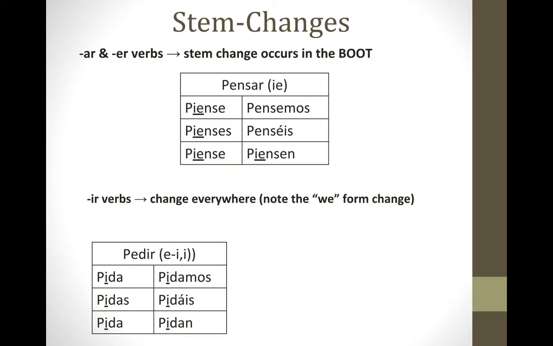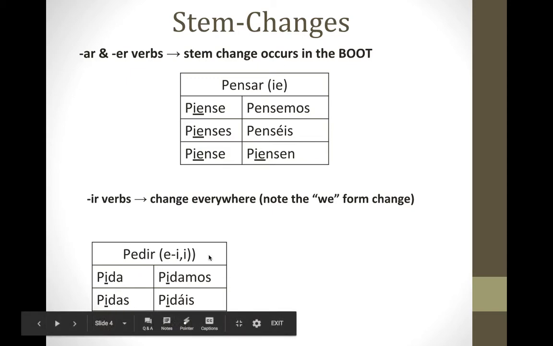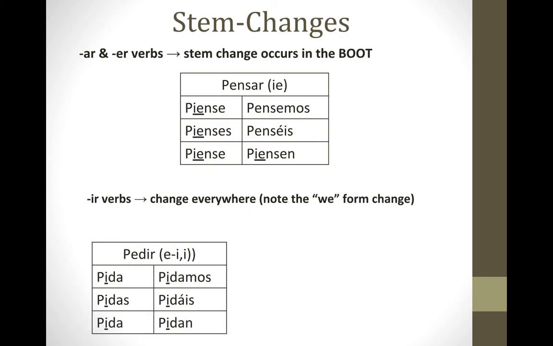Let's look at pedir. Pedir's stem change is E to I, comma I. Okay, so it's going to stem change in all forms here. We have pida, pidas, pida, pidamos, pidan.